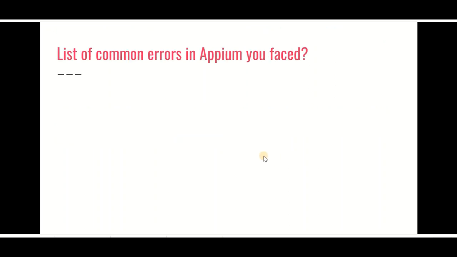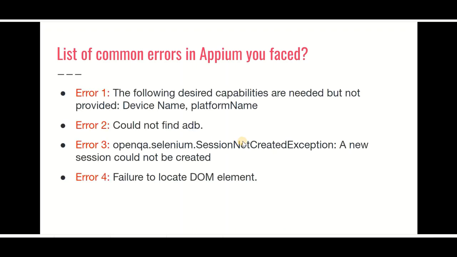Next question, list the common errors in Appium you faced. Here are four common errors that we always face when we script in Appium. To answer this question, you have to give the solution also. Here is number one: the following desired capabilities are needed but not provided. If some of the information from the desired capabilities is missing, like device name or platform name, you will face this kind of error. So you have to update your desired capabilities with the right info.